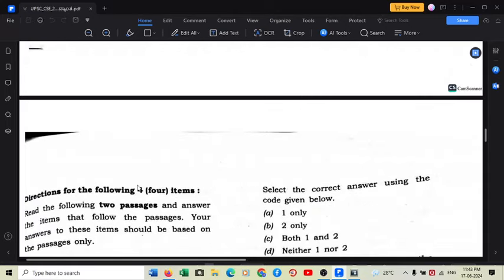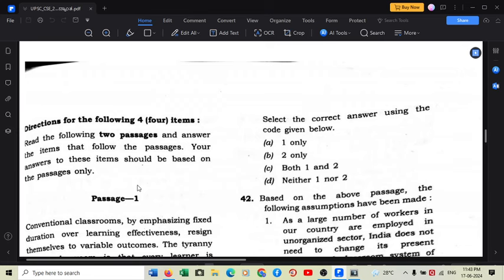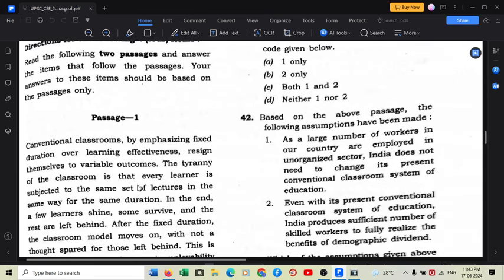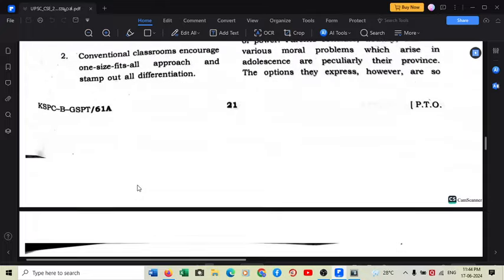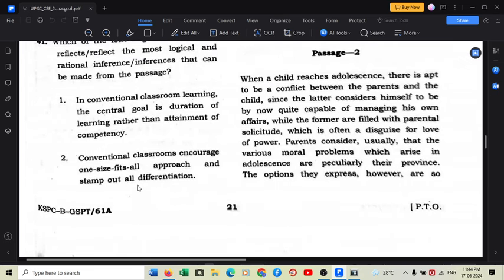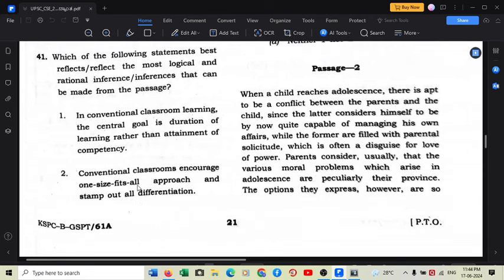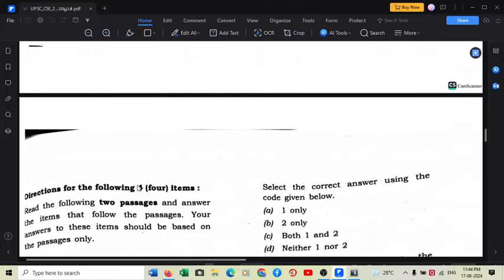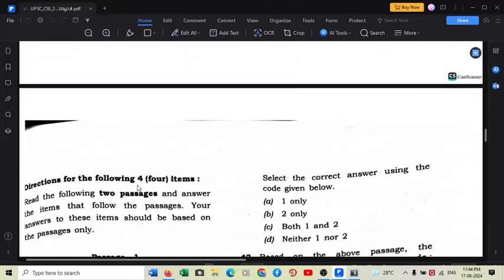Okay. So you see from the first line, conventional classrooms, by emphasizing fixed duration over learning effectiveness, resign themselves to variable outcomes. So what is the emphasis of conventional classroom teaching? The emphasis is on fixed duration. So this is okay. The central goal is duration of learning rather than attainment of competency. Statement 1 is correct. Statement 2 is also correct because conventional classrooms encourage a one size fits all approach and stamp out all differentiation. So the answer is very simple. C, both 1 and 2.